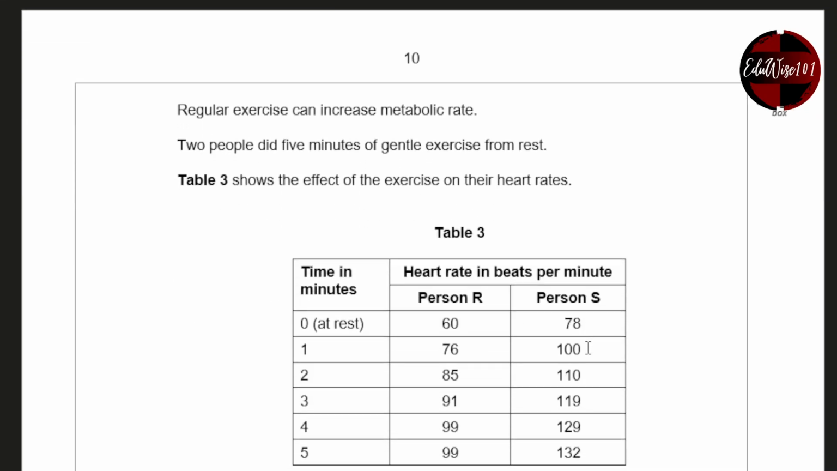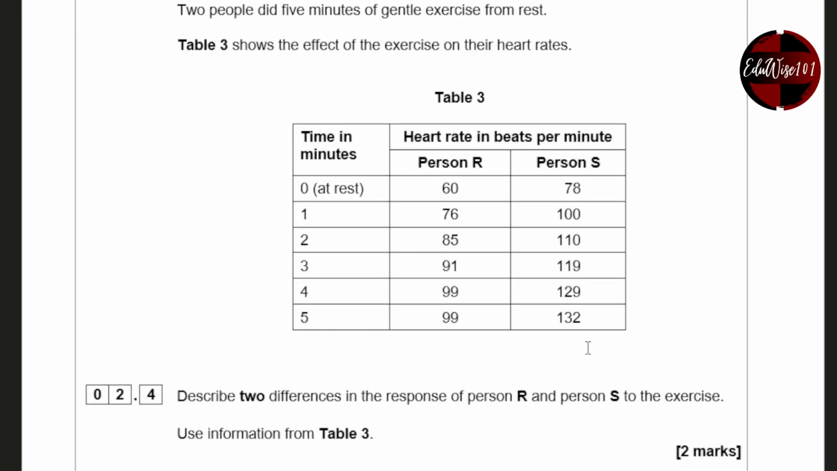Regular exercise can increase metabolic rate. 2 people did 5 minutes of gentle exercise from rest. Table 3 shows the effect of the exercise on the heart rates. Person R has a lower heart rate at 60 at rest. Person S is 78. And after 5 minutes, person R went to 99. Person S went to 132 beats per minute.